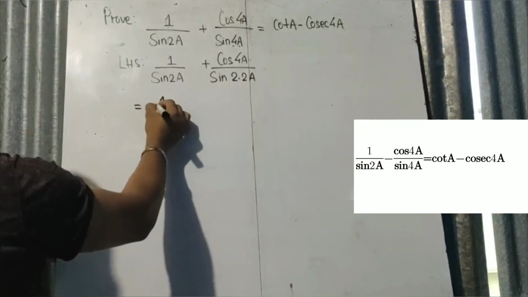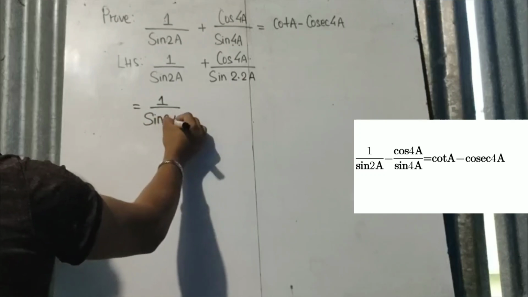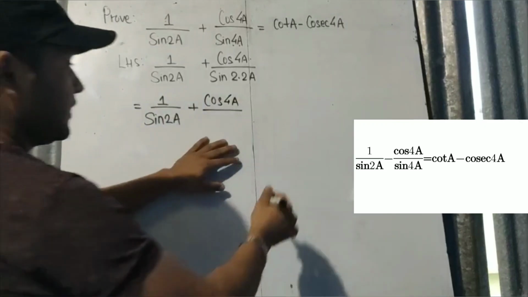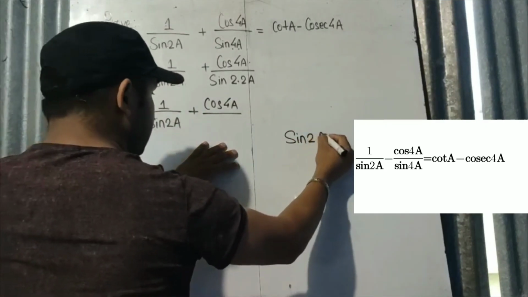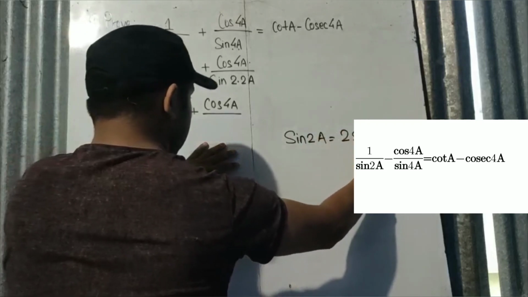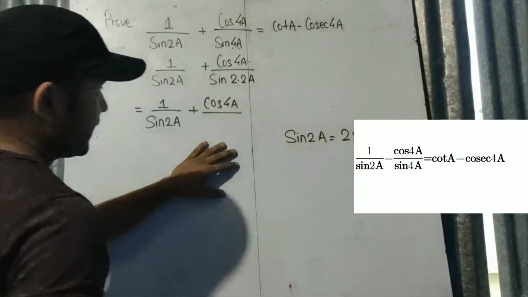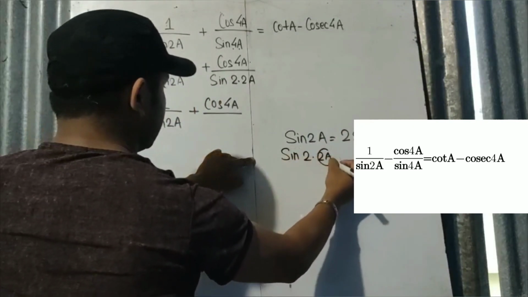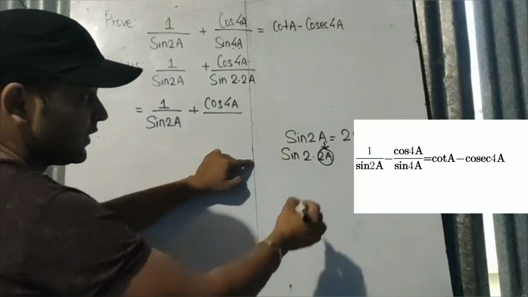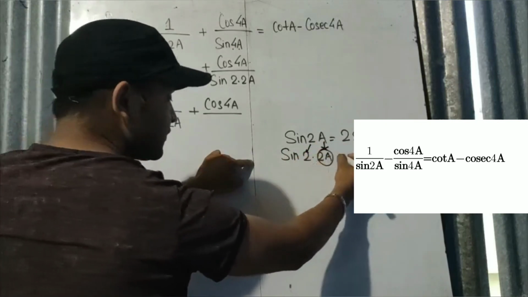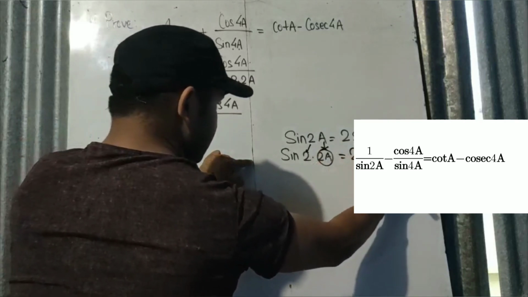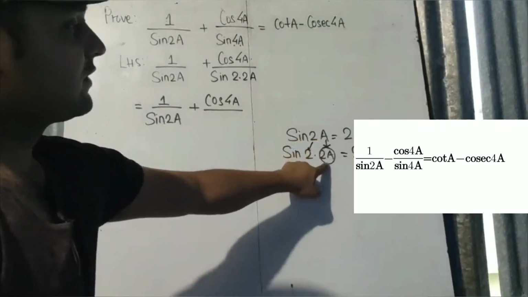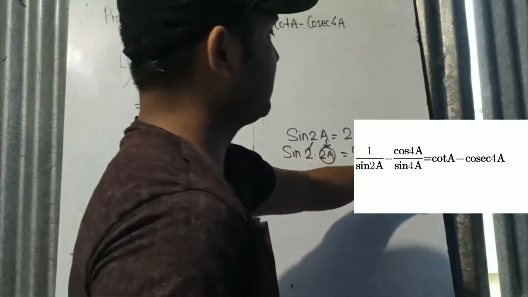Now listen carefully. We have that sin 2a equals 2 sin a cos a. We have this formula, but here it is sin 2 into 2a. Now you can see that this a is replaced by 2a, this 2 is the same, so in place of this a you write 2a. This a will also be replaced by 2a.